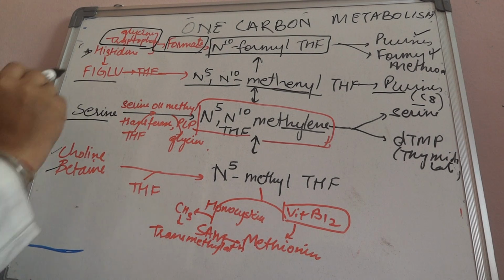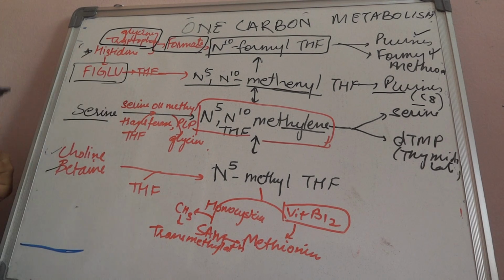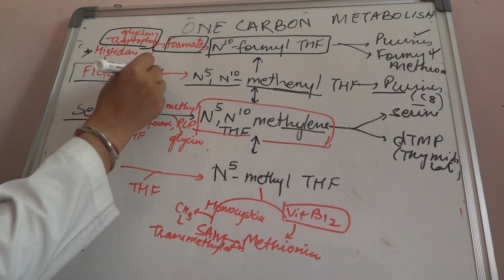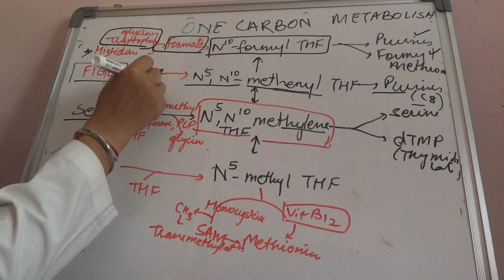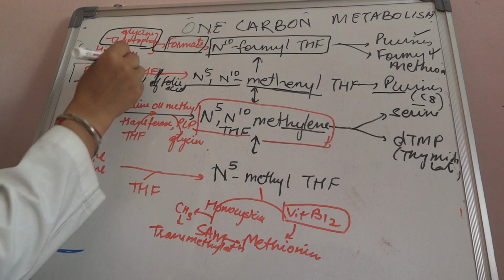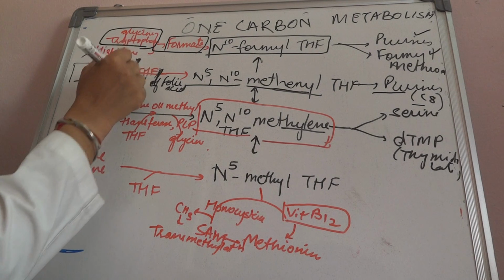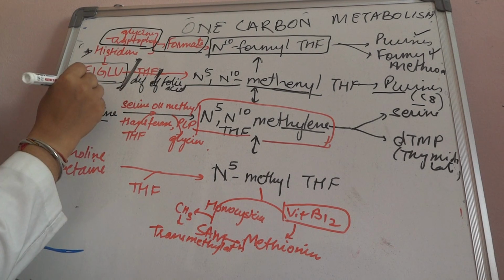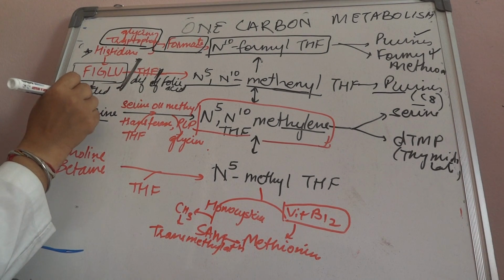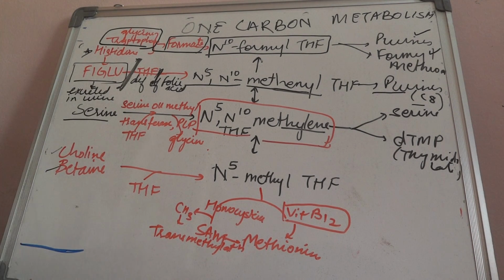Now coming to this reaction where FIGLU has been formed, if there is absence of tetrahydrofolic acid, if there is deficiency of folic acid, this reaction does not take place, and thus FIGLU is excreted in urine. So this can be seen in deficiency of folic acid. So that's all for 1-carbon metabolism.